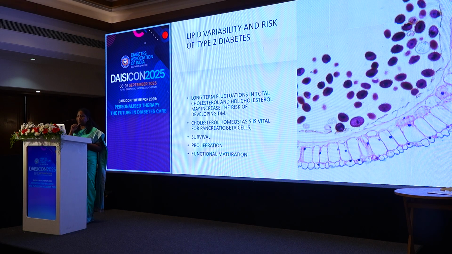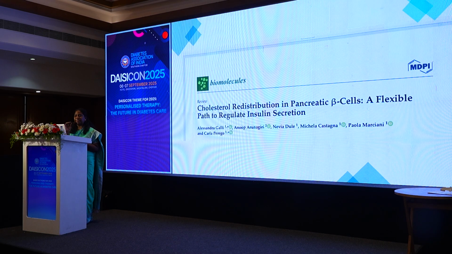So we saw that lipid variability gives rise to complications in diabetes. So even in the pathogenesis of diabetes, lipid variability can increase the risk of a person getting type 2 diabetes. So it's involved even in the pathophysiology of diabetes. So long-term fluctuations in total cholesterol and HDL cholesterol may increase the risk of developing diabetes, because cholesterol homeostasis is vital for the pancreatic beta cells for survival, proliferation and functional maturation. So this is an interesting article you can go back and refer, which talks about the role of lipid variability in pathogenesis of type 2 diabetes, cholesterol redistribution in pancreatic beta cells.